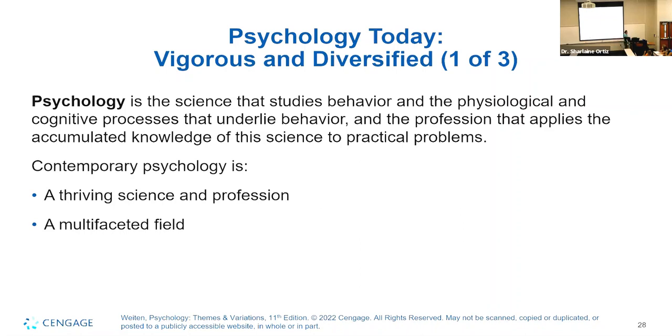So we have covered initially the definition of psychology, right? And something that I mentioned in our previous lecture is that we utilize science and we utilize the scientific method in order to understand behavior. Because of that, psychology is the science that studies behavior and the physiological and cognitive processes that underlie behavior.